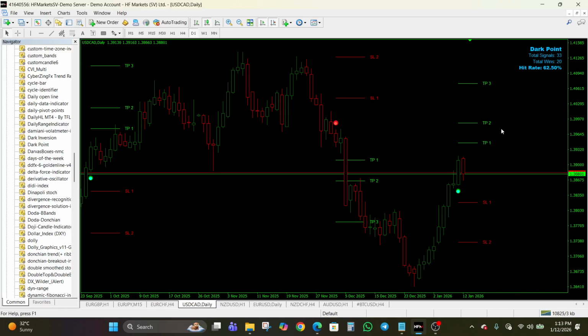So this indicator gives signals. And according to the information here, the total signals were 33, the total wins 20, and the hit rate was 62.5%. Well, I don't really know exactly how accurate that is, but that is what the indicator is saying.